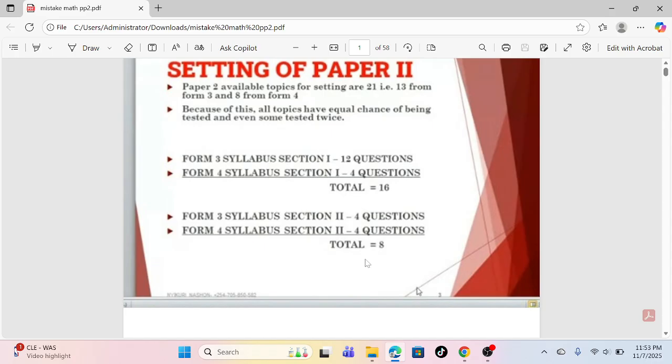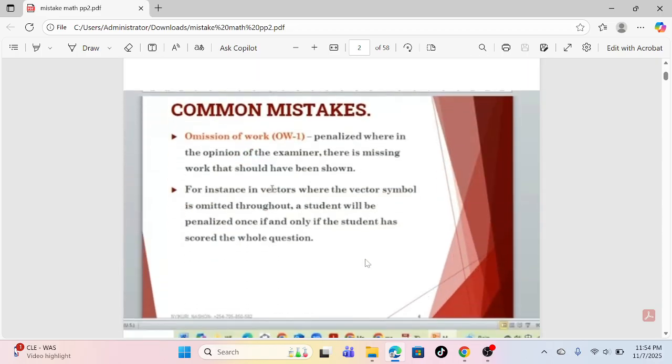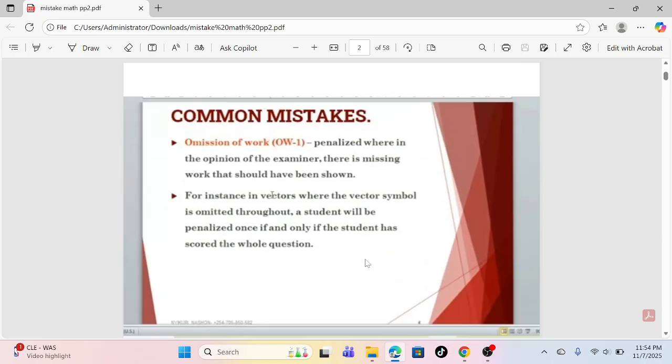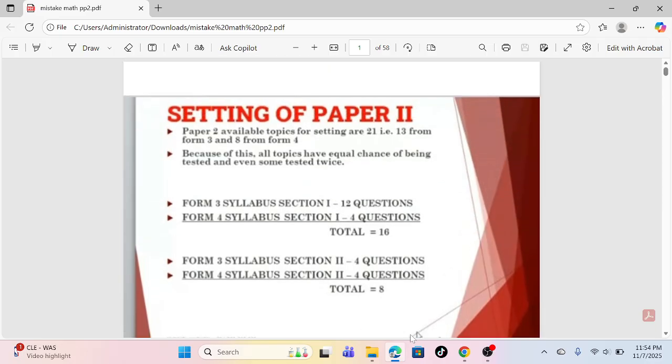Today we are looking at a very important part of mathematics paper 2. As I already told you in the previous video, the exam is all about instruction and it tests instructions. So no matter how well you know the subject, no matter your understanding of your subject, what matters when marking is the instruction. So let's look first of all at the setting of paper 2.